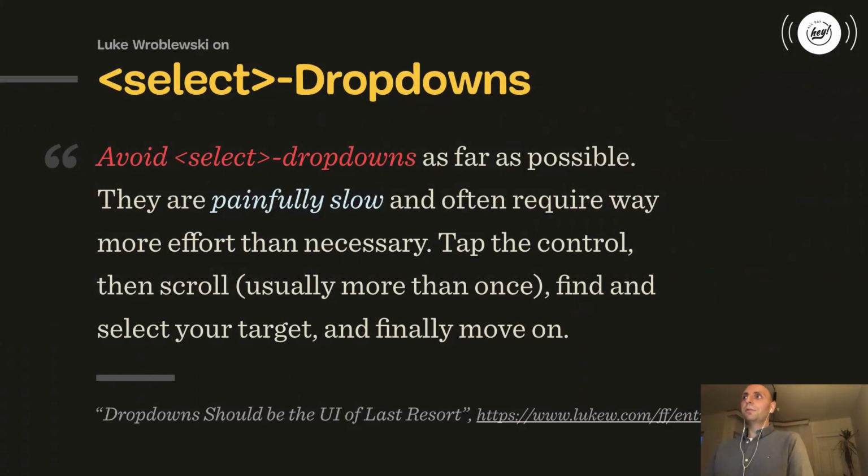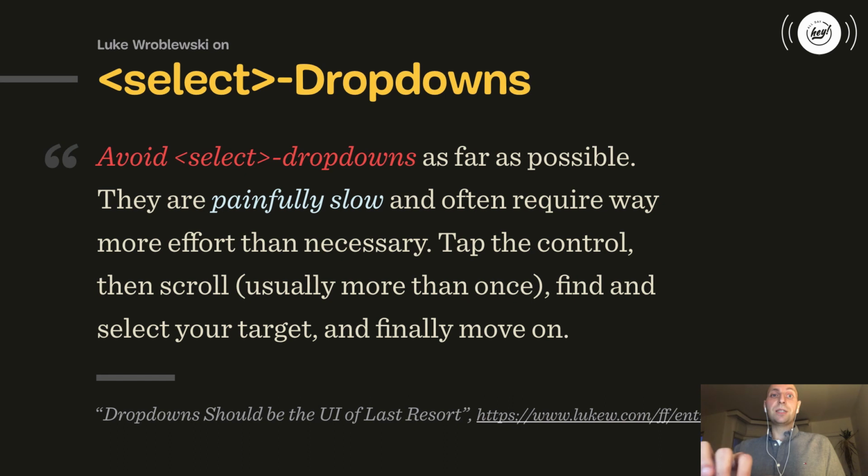So Luke Wroblewski wrote a while back that drop-downs should be the UI of last resort. And it's a good idea to avoid select drop-downs as far as possible. He was talking about native select drop-downs, select boxes. Of course, if you combine them with autocomplete, it actually makes sense. It's a bit better. And in fact, they're really slow because you have to tap the control, then scroll, usually more than once, then find your target, and then finally move on, right?